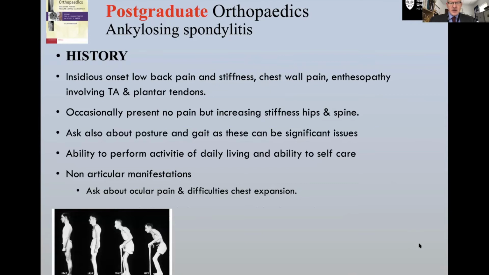With a history, the patients usually present with an insidious onset of low back pain and stiffness, chest wall pain, and enthesopathy involving the tendo Achilles or plantar tendons. Occasionally, no pain is present, but there's just increased stiffness of the hip and spine. Ask about posture and gait, as these can be significant issues. Inquire about the ability to perform activities of daily living and ability to self-care. Non-articular manifestations, again like rheumatoid, don't forget to ask, particularly about ocular pain and difficulties with chest expansion.